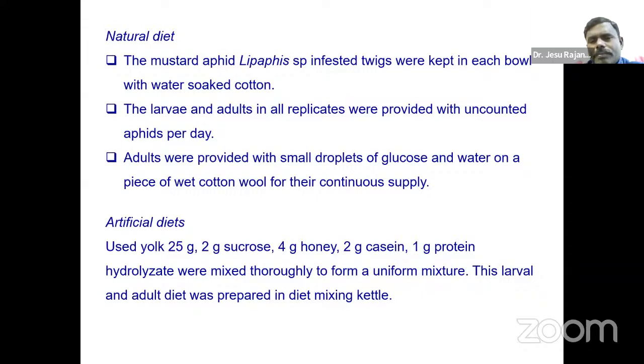So a lot of publications are there for artificial diet. Frankly, I'm telling, I also tried here. It will grow for the first generation, but after that generation we are facing the problem with the artificial diet. The fecundity is very poor. So better, as per my experience, go for the natural diet.